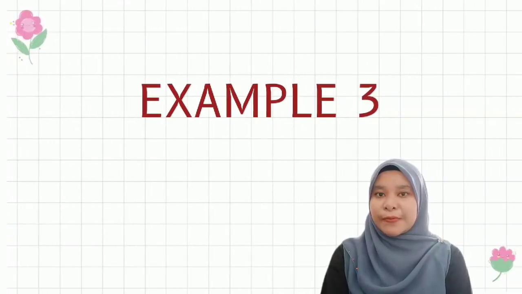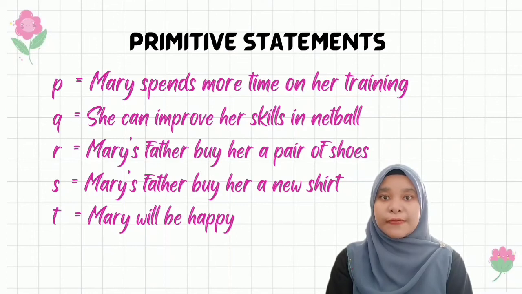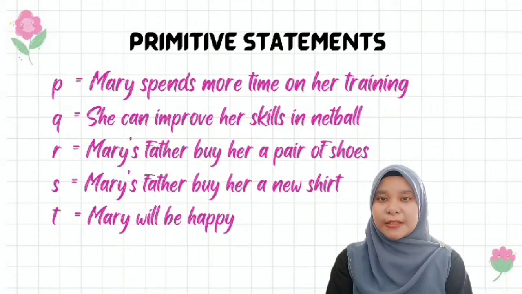Next, I will proceed with example 3. So here are the 5 primitive statements in this example. We denote P for Mary spends more time on her training. Q, she can improve her skill in netball. R, Mary's father buys her a pair of new shoes. S, Mary's father buys a new shirt. And T, Mary will be happy.